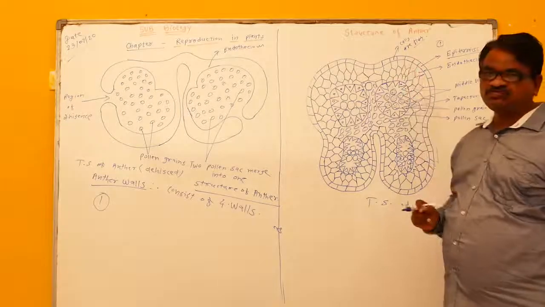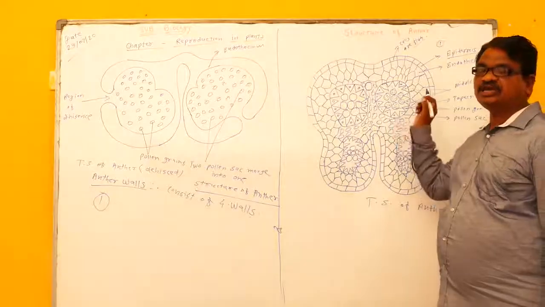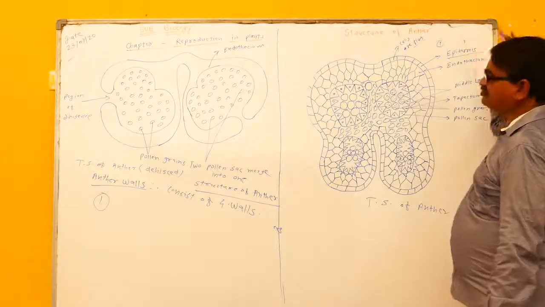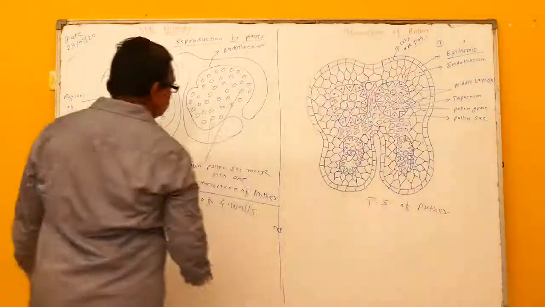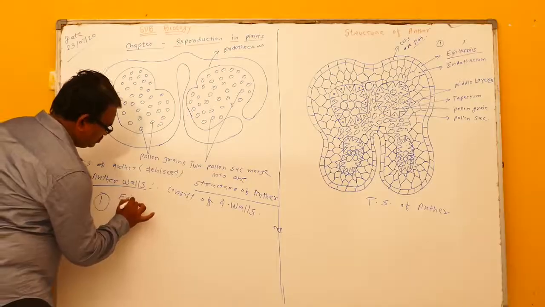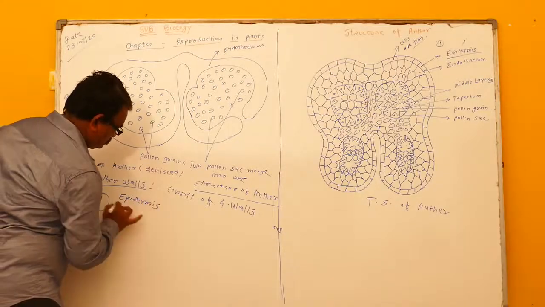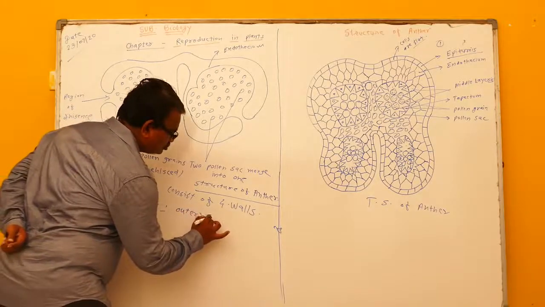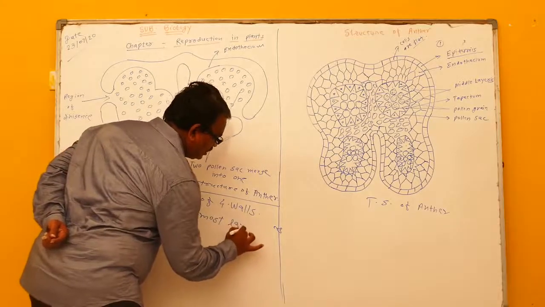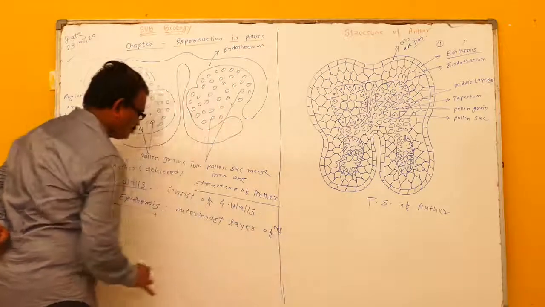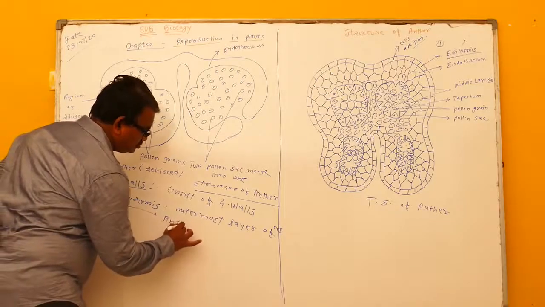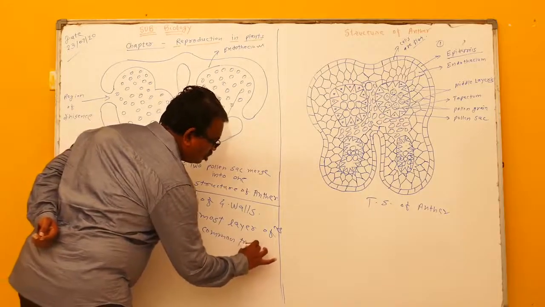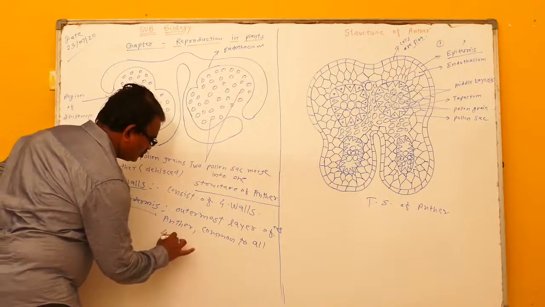And what is the function of this wall? Function of this wall is protective in nature. Epidermis is protective in nature. So the first is epidermis. Outermost wall or outermost layer of anther, common to all 4 pollen sacs.